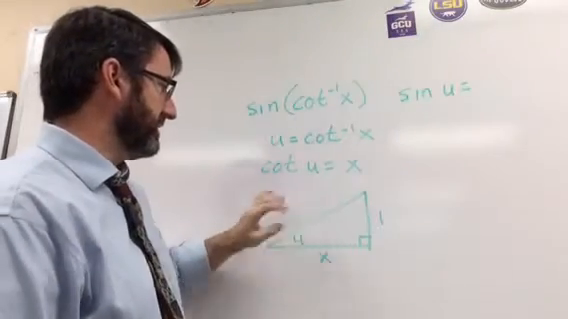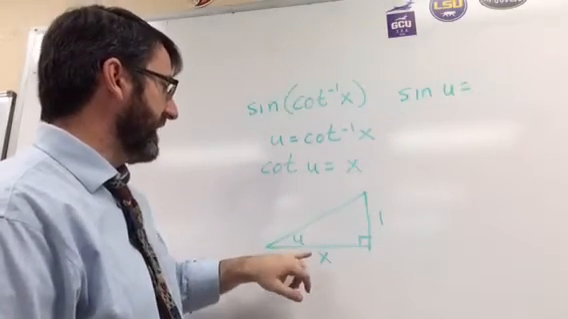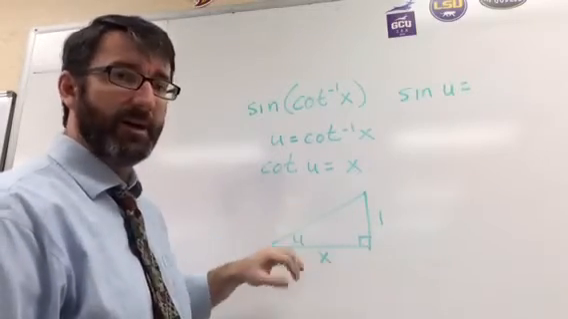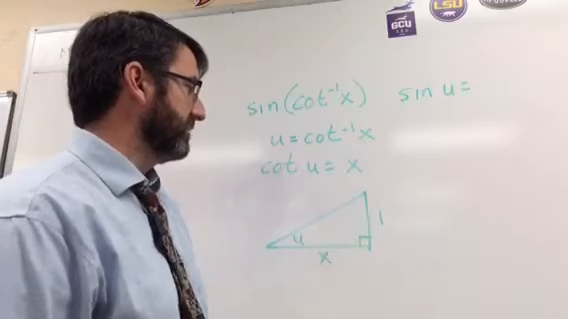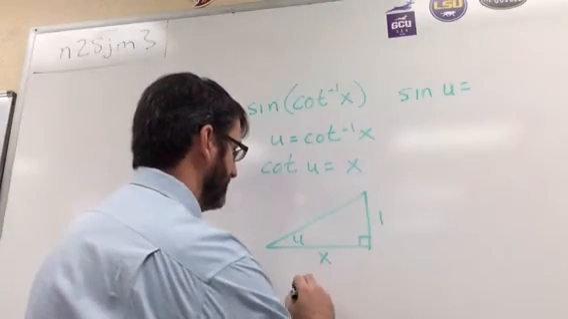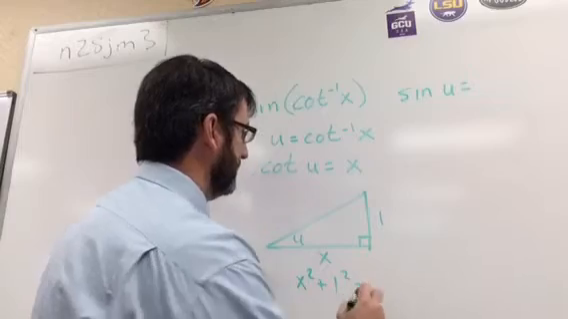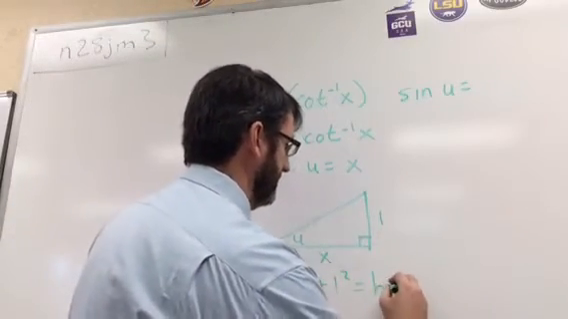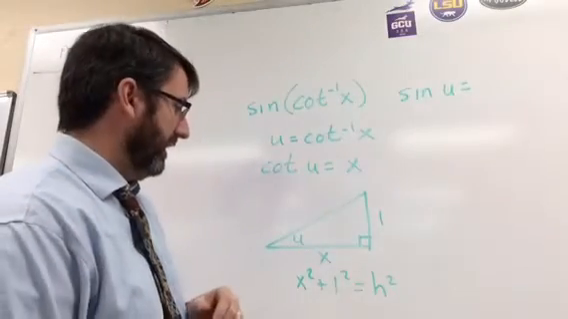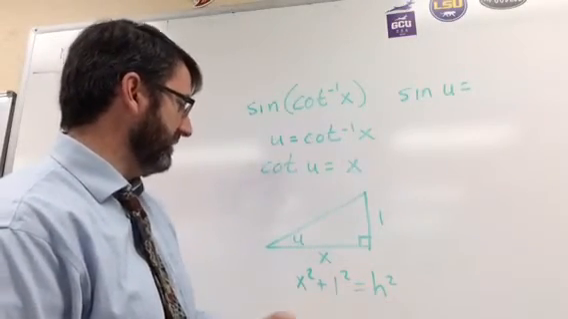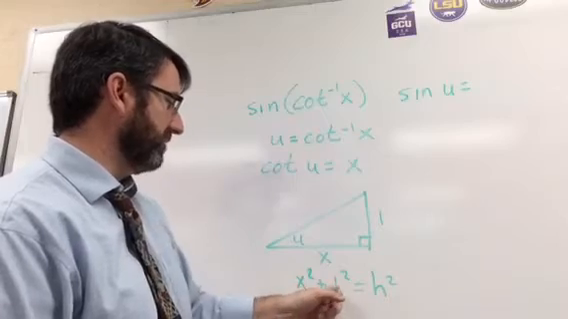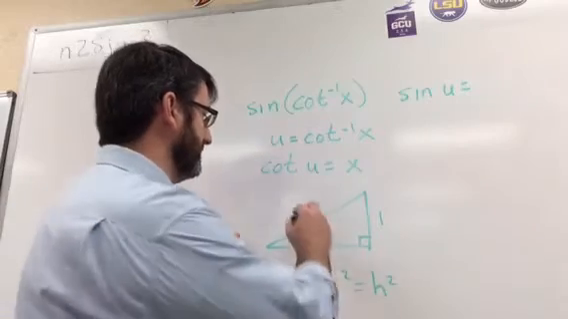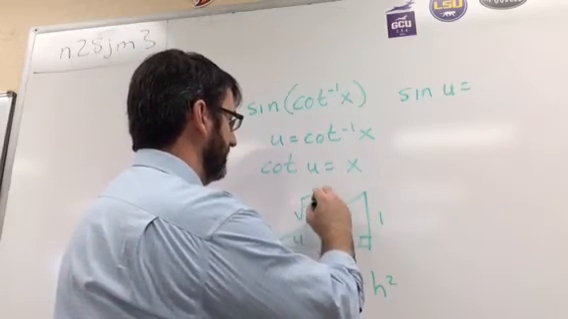So we need to find this hypotenuse. And we're going to need to use the Pythagorean theorem. So the Pythagorean theorem says that the square of the hypotenuse is equal to the sum of the squares of the legs. So x squared plus 1 squared is equal to this hypotenuse squared. And so if we take the square root of both sides, we get that the hypotenuse is equal to the square root of x squared plus 1.